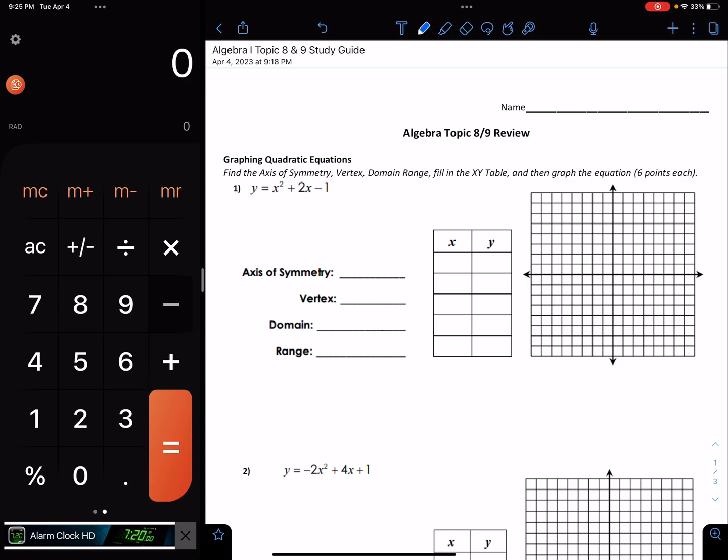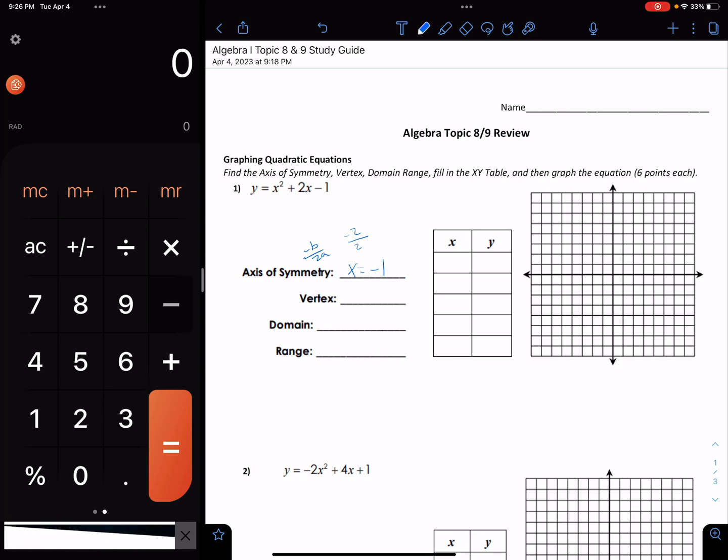Okay, so if you look at the first one, we're graphing a quadratic equation. So let's keep it super simple. First step is finding the axis of symmetry. Remember, it's negative b over 2a. So b in this case is 2. So negative 2 over 2 times a. A is 1, so negative 2 over 2. So x equals negative 1.